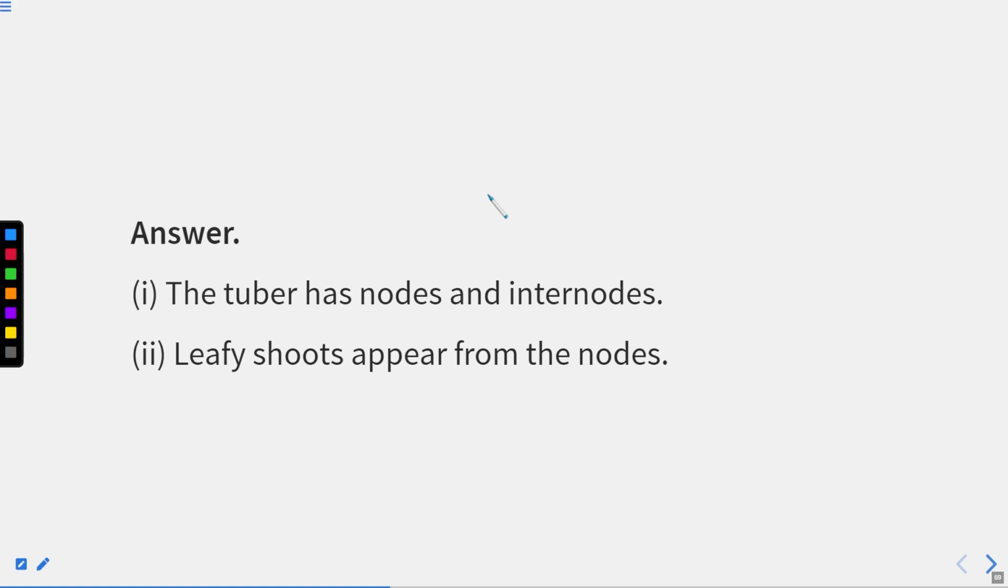Another reason is that leafy shoots appear from the nodes. I've already told you, stem consists of nodes and internodes, and from nodes the leafy shoots can arise. So this is also a feature of a stem. It consists of branches and leaves. From the nodes of the potato tuber, leafy shoots can appear. That's why potato tuber is known as a stem. It is a modified stem which is underground and it stores food.